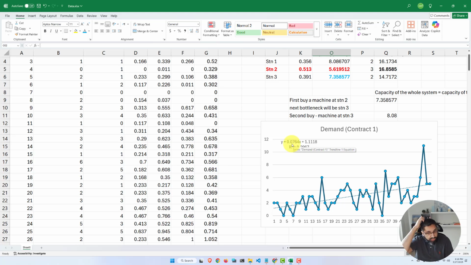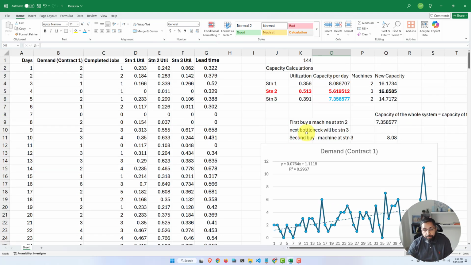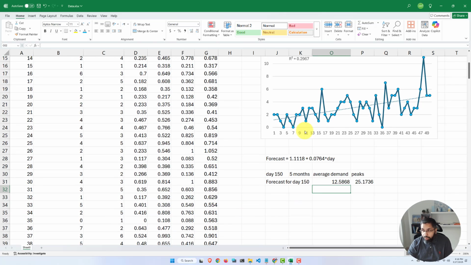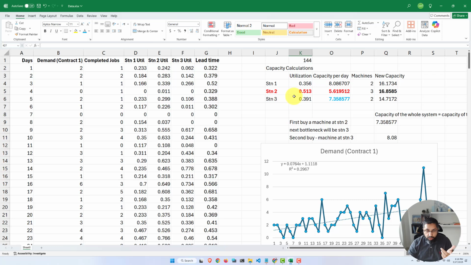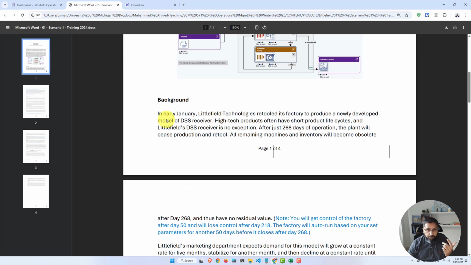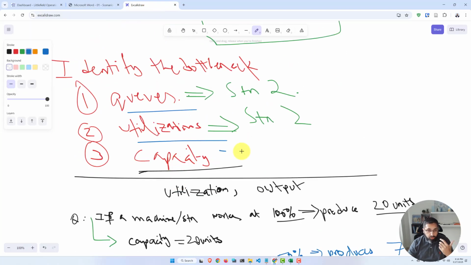Okay, so with the simple analysis, we already have a plan laid out on which station we buy the machine first, what to do next, right? Okay, next, we know how to identify the bottleneck. We know how to determine what the bottleneck is based on the queues or the utilization. We can actually do capacity calculations and compare with the forecast to make a plan on when to buy machines, right? So we have done a lot.